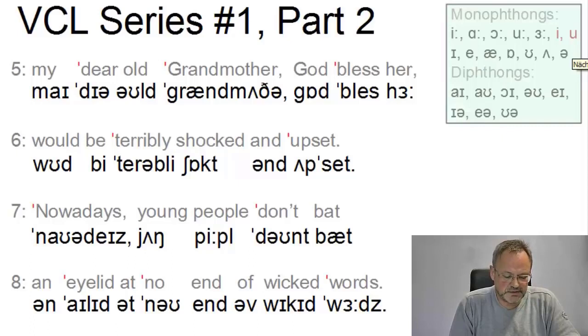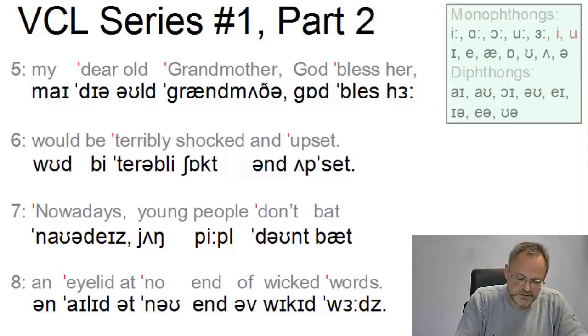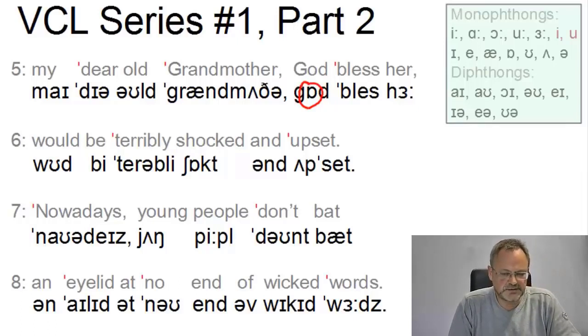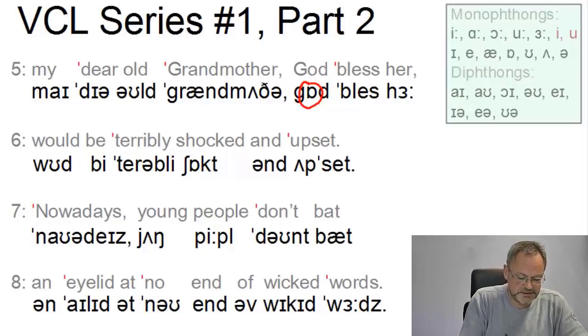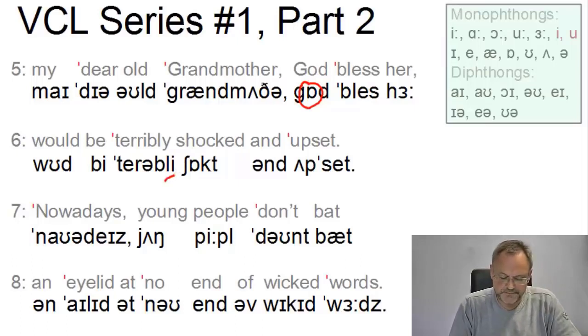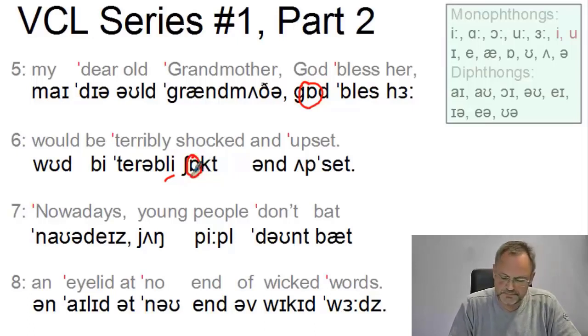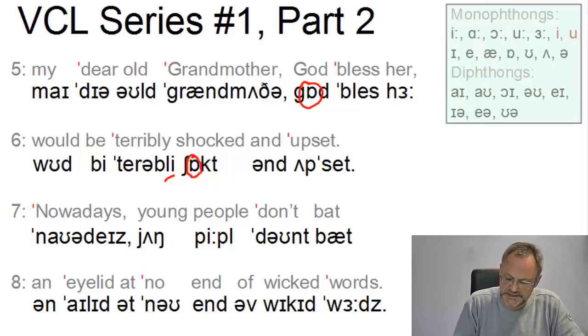In line five, my dear old grandmother, God bless her. I know that many students have trouble with this short o sound, as in God. Apart from that, there are no real phenomena that deserve special attention. In line six, we have a weak vowel in terribly, and another occurrence of the short o, as in shocked, and a wedge in upset.